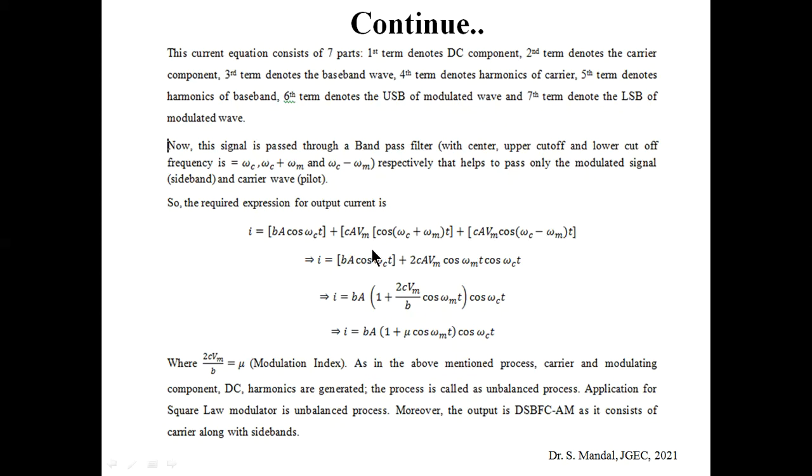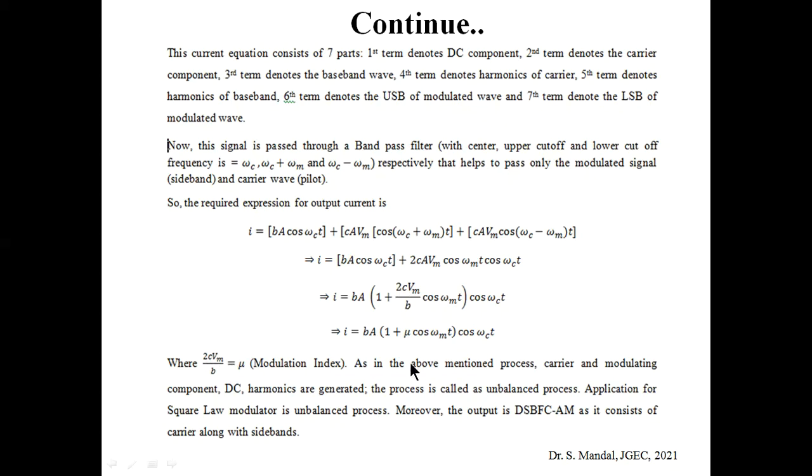Obviously it can again be expressed in terms of cos omega mt into cos omega ct, and if we take common from this equation, bA into 1 plus 2 c Vm by b cos omega mt into cos omega ct, it can be expressed as bA into 1 plus mu cos omega mt into cos omega ct. Here, as you know the equation of the single tone DSBFC signal, we know that mu is the modulation index, and it is nothing but 2 c Vm by b.